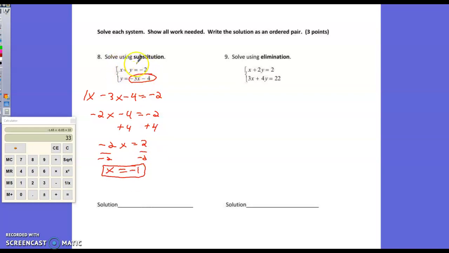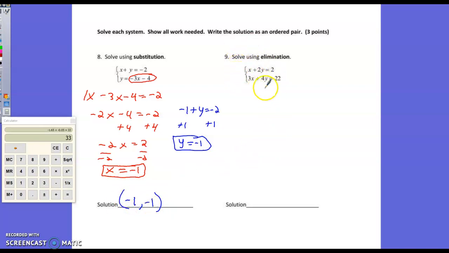Now I'm going to plug that in here. So instead of x, I'm going to put negative 1 now. So negative 1 plus y equals negative 2. Add 1 to both sides. Y equals negative 1. So my solution, you can leave it like this, or you can say negative 1 comma negative 1.